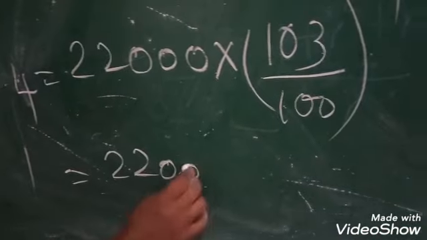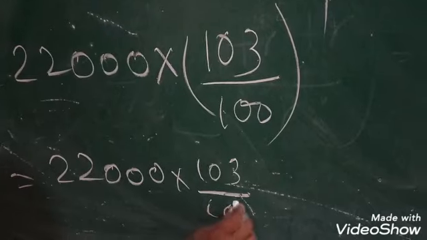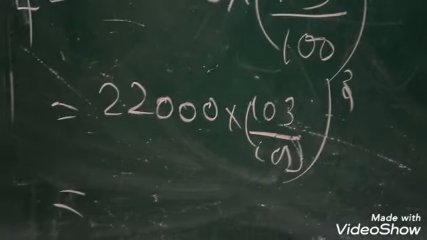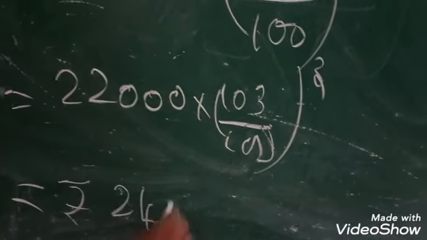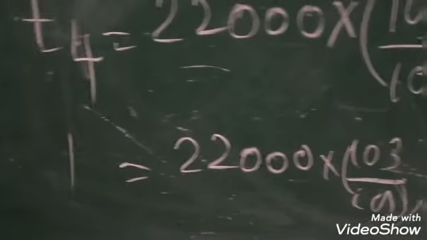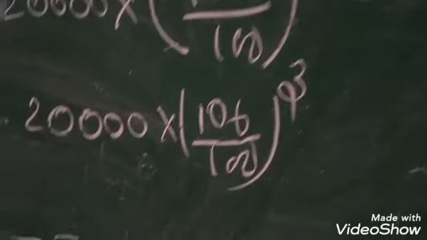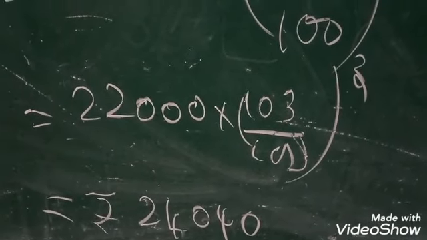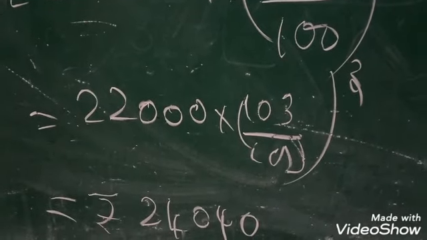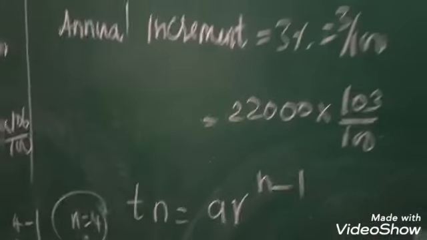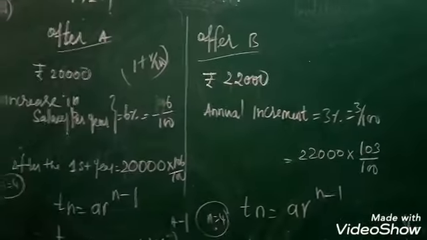So 22,000 into 103 divided by 100, 3. Okay, if you simplify, you will get one answer, girls. What is the answer now? Because the rupees 24,040. So here the salary of the 4th year: offer A is 23,820, offer B is 24,040. Which offer is best, girls? After the 4th year, yes, offer B is the best option. So for Shivamani attending the interview in the company, which offer is best? The answer is offer B. Okay, girls.